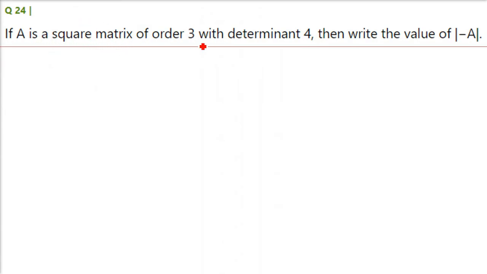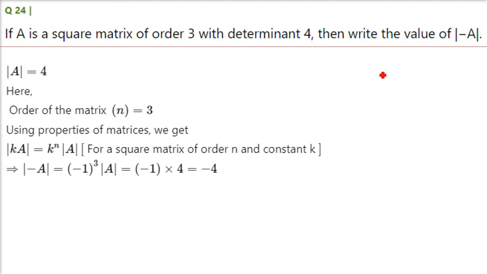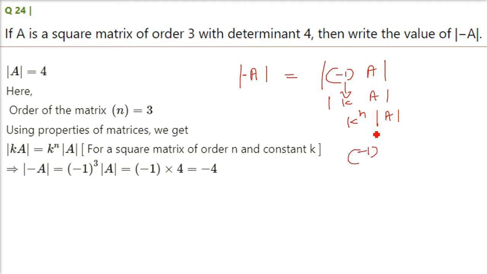If A is a square matrix of order 3 with determinant 4, then write the value of determinant of minus A. The minus is there outside. You can take the minus outside. How? We just saw in the previous question that if we have a determinant with a scalar multiplied inside, minus means you can write it as minus 1 into A, inside the determinant. Now assume this minus 1 to be K. So when you take determinant of KA, it will be K raised to n when it comes outside of the determinant, and then determinant of A remains inside. So K raised to n, K is minus 1 to the power n, and inside you have determinant of A. So minus 1 to the power 3, determinant is 4. So it is minus 1 into minus 1 into minus 1. It is going to be minus 1 only, and minus 4 it will be.